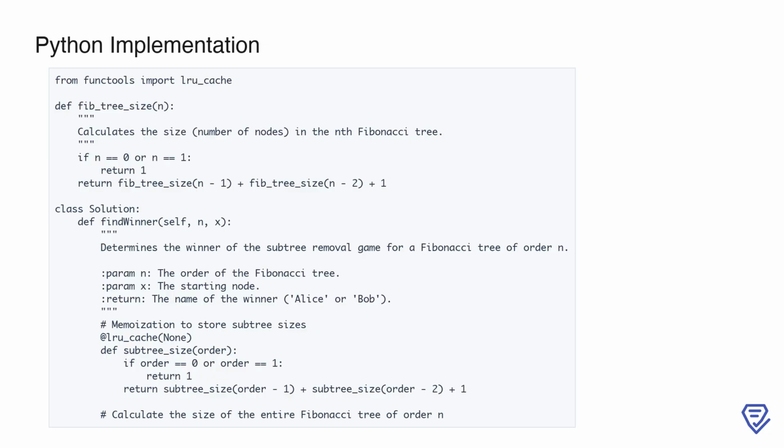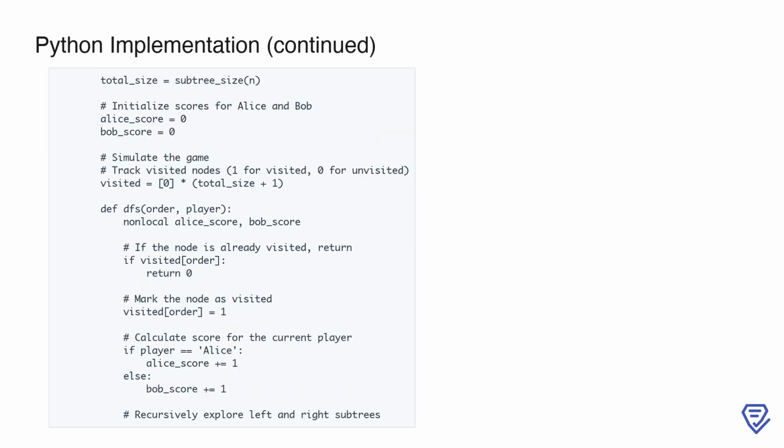Finally, we calculate the size of the entire Fibonacci tree of order n using subtree_size. Here, we proceed by initializing the scores for both players, Alice and Bob, as 0. Additionally, we create a visited list to keep track of which nodes have been explored. The size of this list is total_size plus 1, where total_size is the number of nodes in the Fibonacci tree. This ensures that each node is visited only once during the simulation.